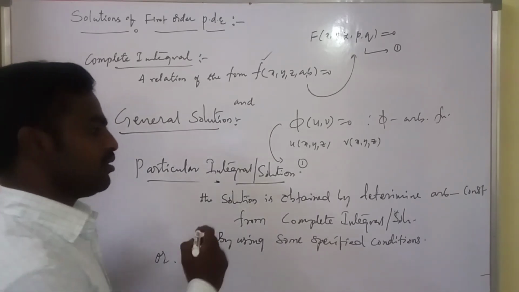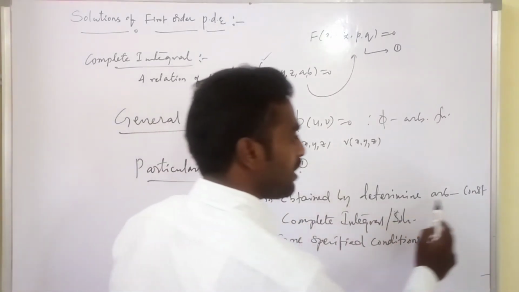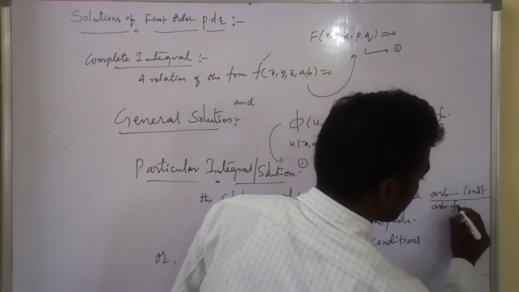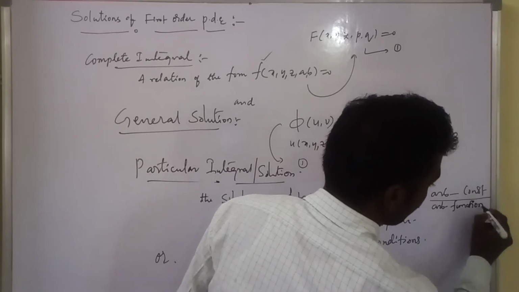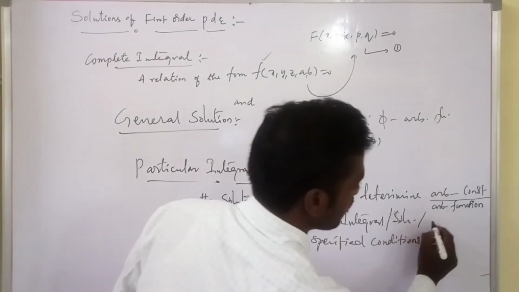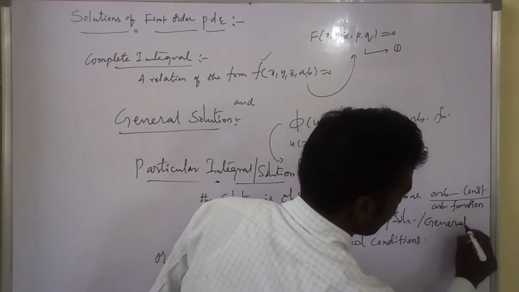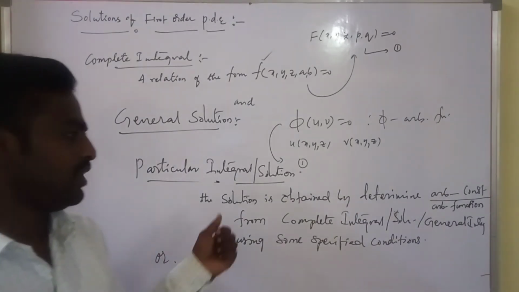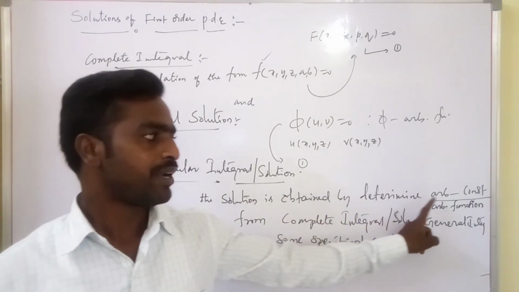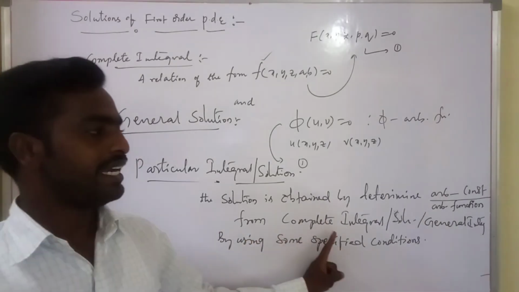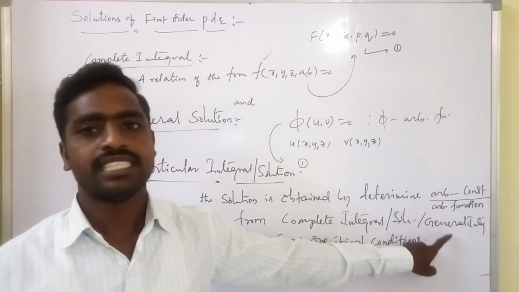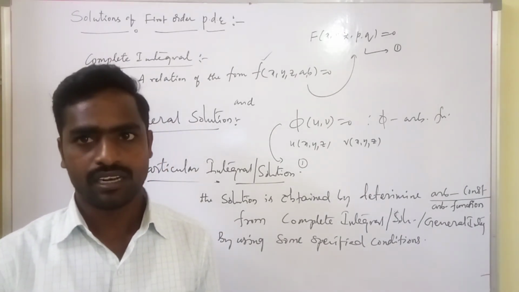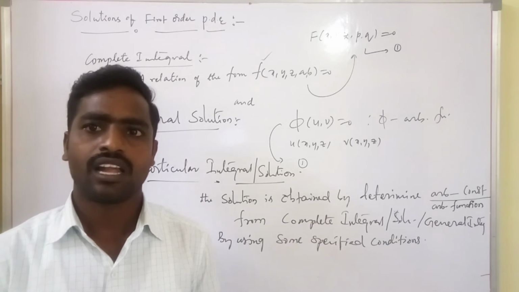The solution obtained by determining arbitrary constants in the complete integral, or the arbitrary function in the general integral, by using some specified conditions, is called the particular integral. So the last one is the singular integral or singular solution.